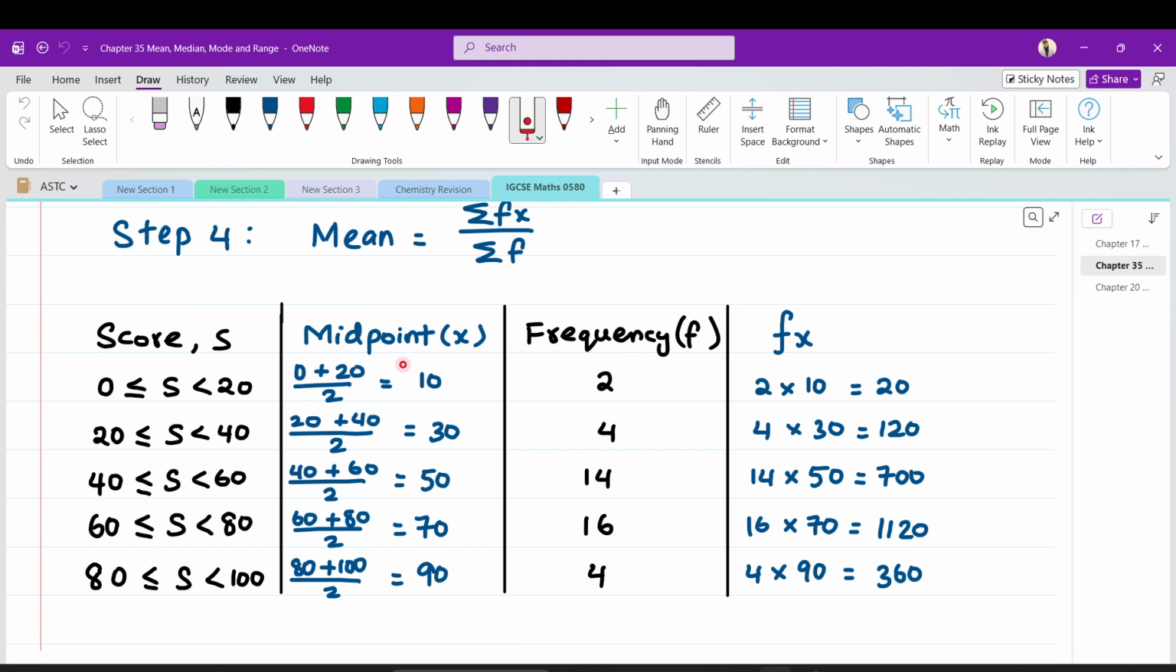Make sure that you show your working, because this is a 4 mark question. This entire question is of 4 marks, so you have to show your working. How you get the midpoint values, you have to show that. So that was the first step.